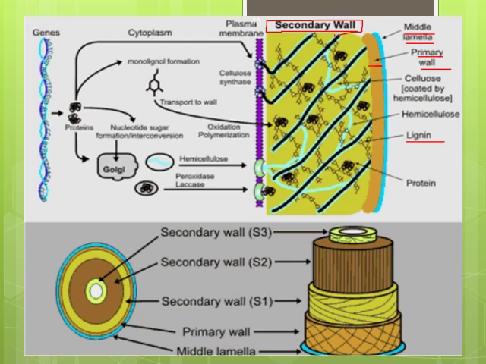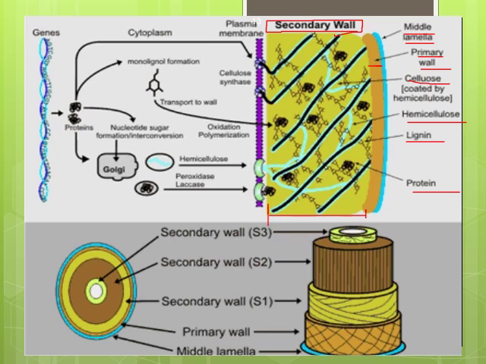Then we have proteins in the secondary wall, we have the hemicellulose substances, and we have the cellulose. So actually cellulose, hemicellulose, lignin and protein are the chemical constituents that make the secondary cell wall. Here you clearly observe the thickness of the secondary cell wall.